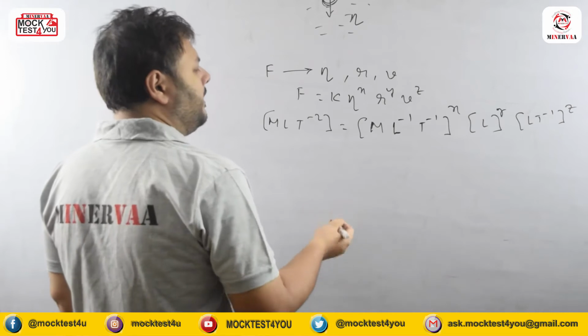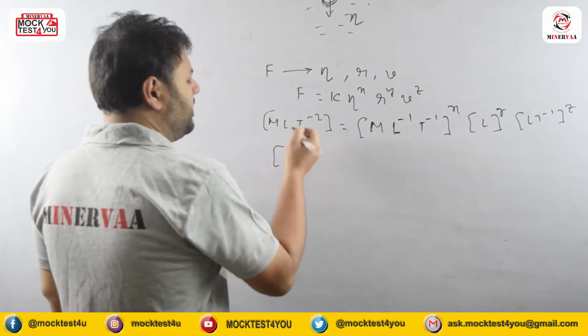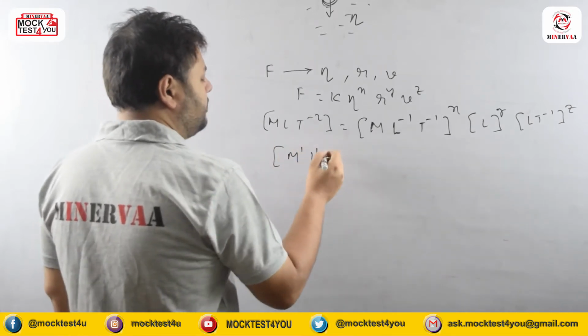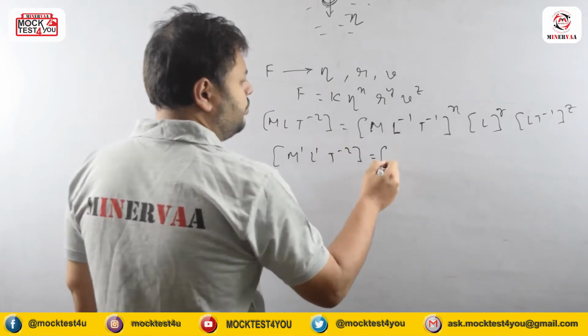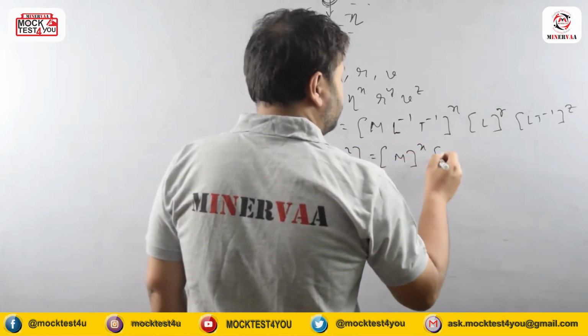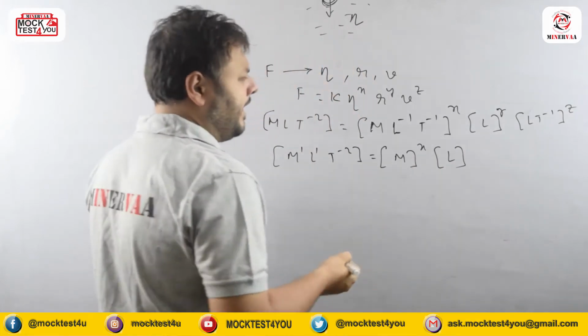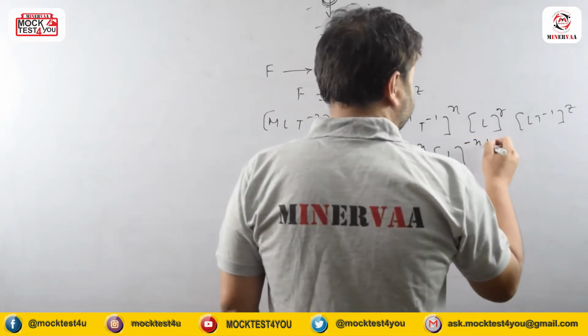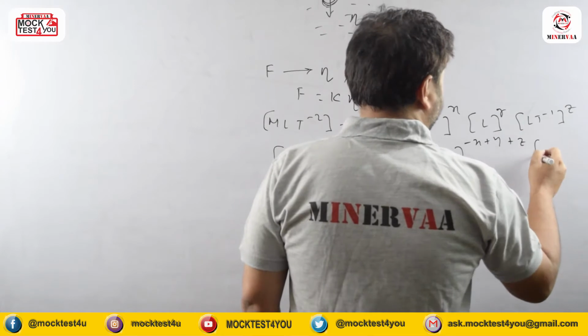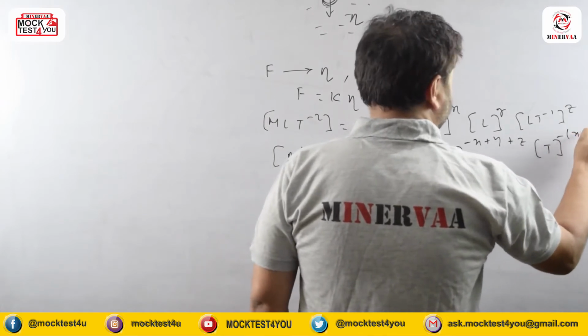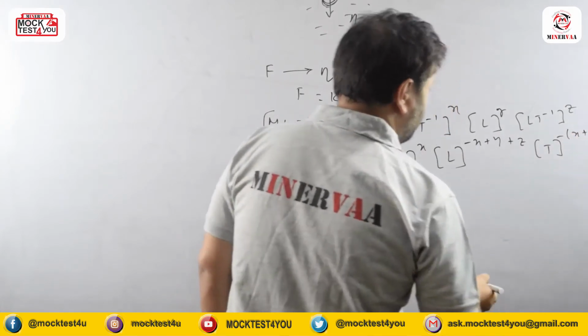So finally, if I make the arrangement properly, m to the power 1, l to the power 1, t to the power minus 2 equals m to the power x, l to the power minus x plus y plus z, and t to the power, if I take this common properly, minus x plus z.